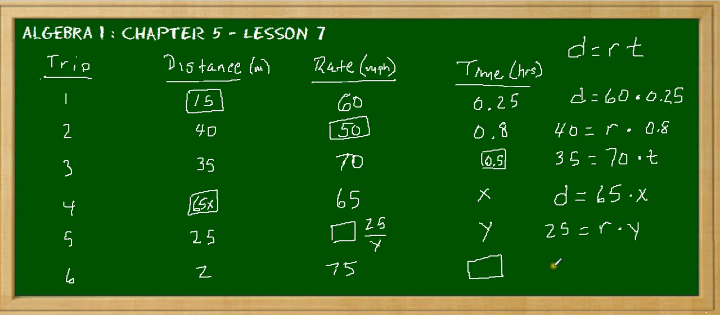And in our last problem, we have the distance of z is equal to 75 times time. Now, for us to determine what time is, we would divide each side by 75. And again, I'm going to end up with a fraction here. I'll just write it on the side. Z divided by 75. So this is how we were able to determine the missing factor or unit.